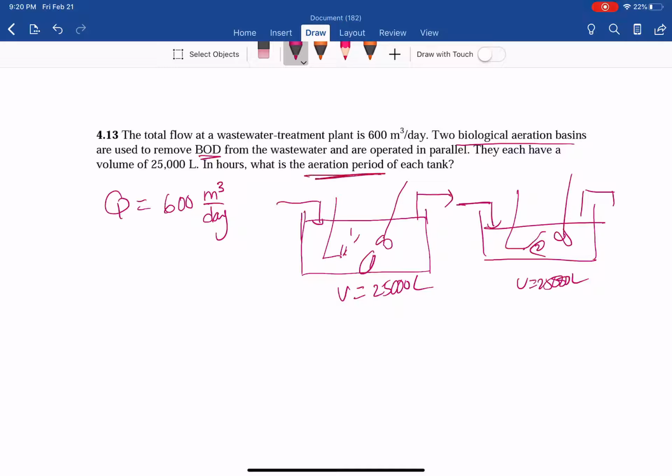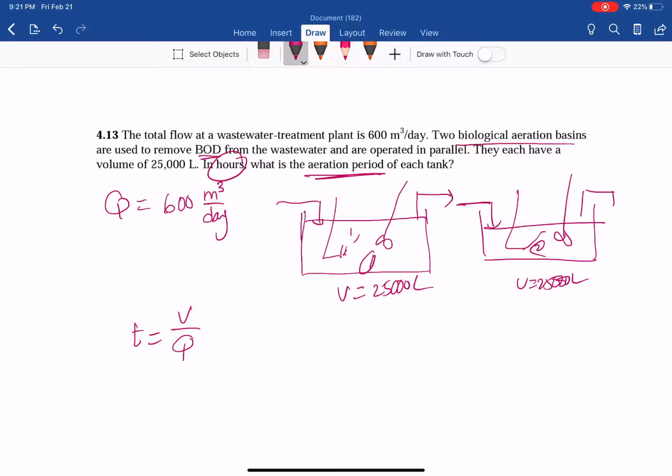So we need to know the aeration period. What is the aeration period? The time you will supply oxygen or air to the reactor. How many hours of air do I need to add to tank 1 and tank 2? When you deal with this aeration period, it's the same thing as residence time. So the time is equal to volume over Q.